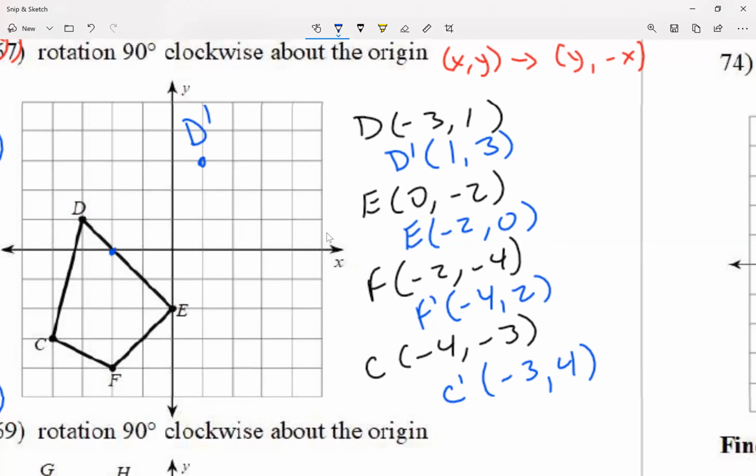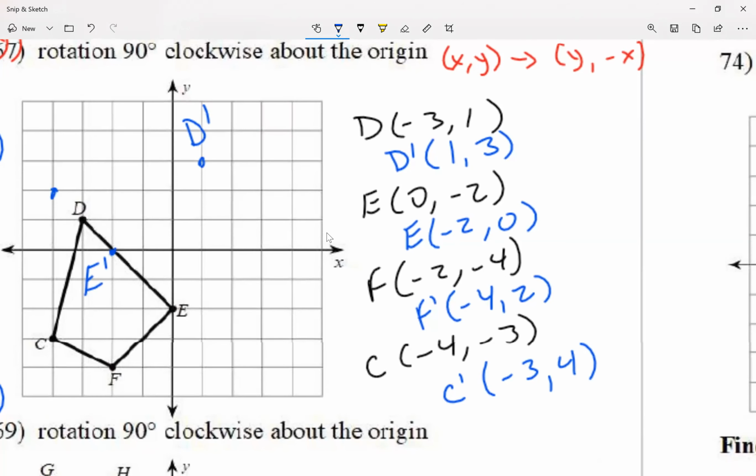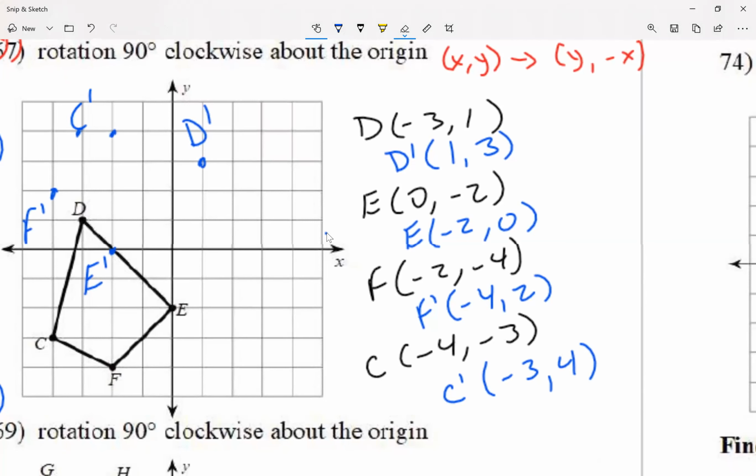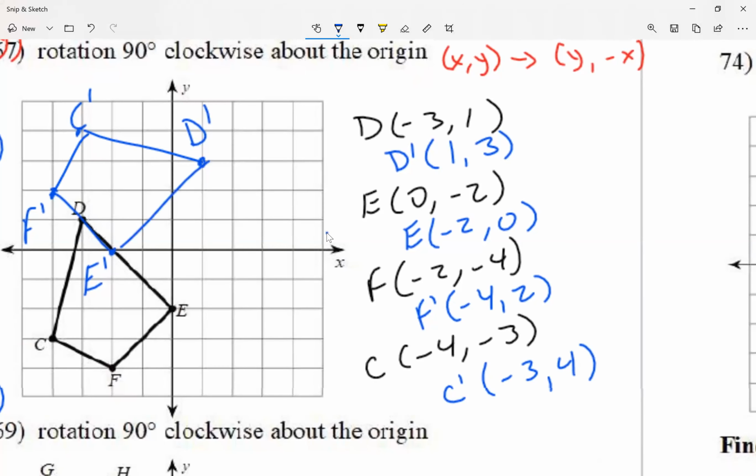Let me plot these points. -2, 0, that's E prime. So here's my E prime. My F prime is -4, +2. And C prime is -3, +4. Now it looks like I rotated the image 90 degrees clockwise.